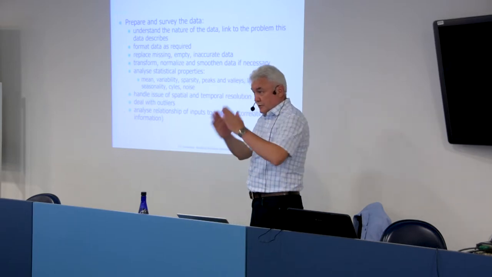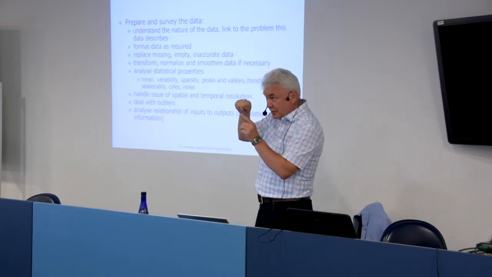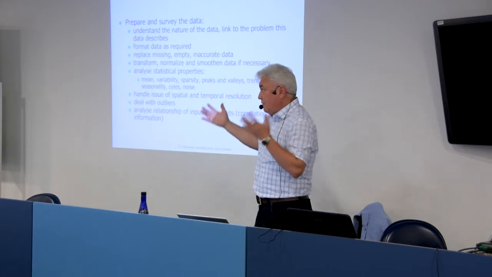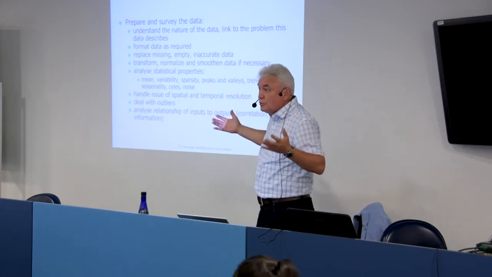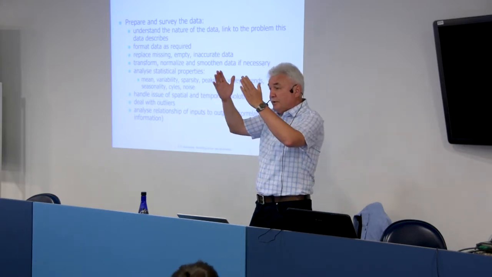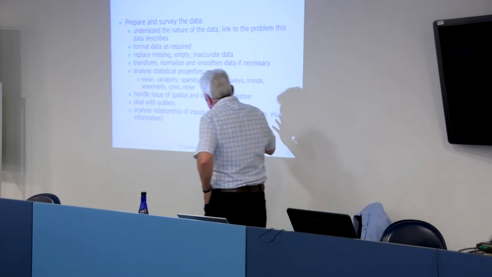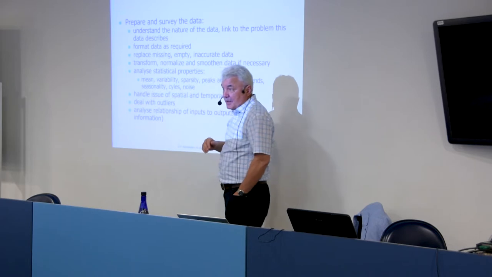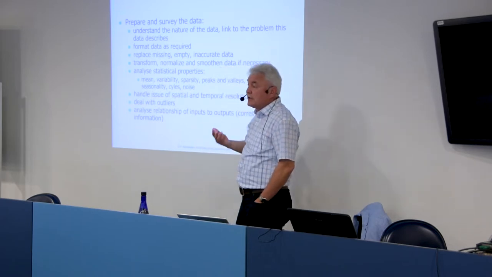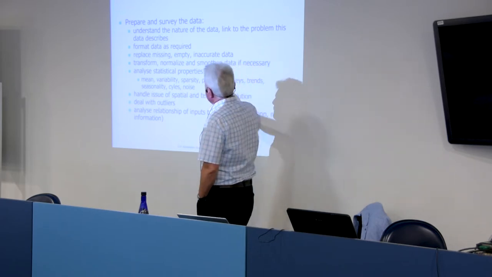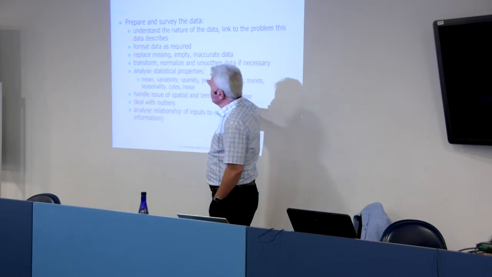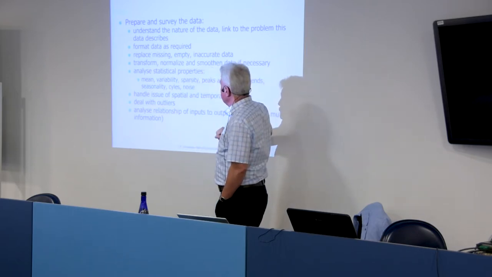Sometimes it's possible when you have small gaps. Okay, you interpolate maybe, but when you have big blocks of missing data, what to do with it? Or you may have data for one variable and not for another. What do you do? Mission impossible sometimes, so I have to somehow take this into account. Now, transform, normalize, and smoothen the data. We'll talk about this in a second.